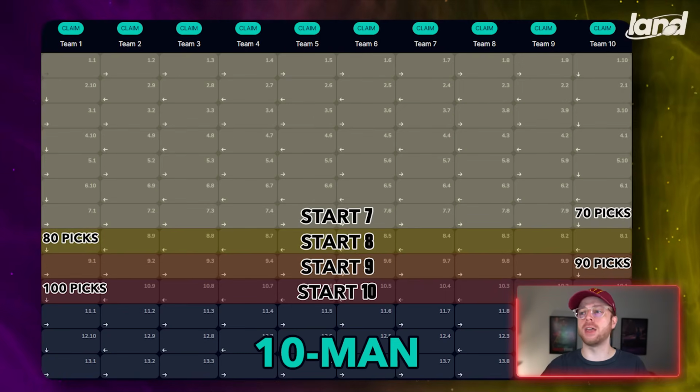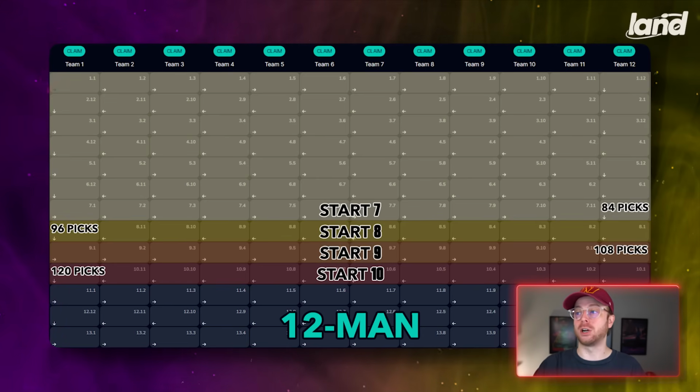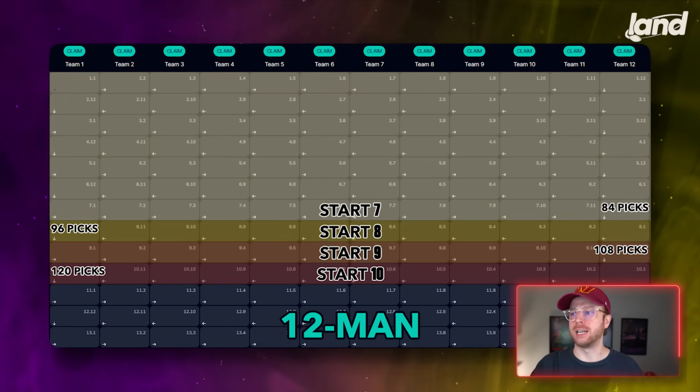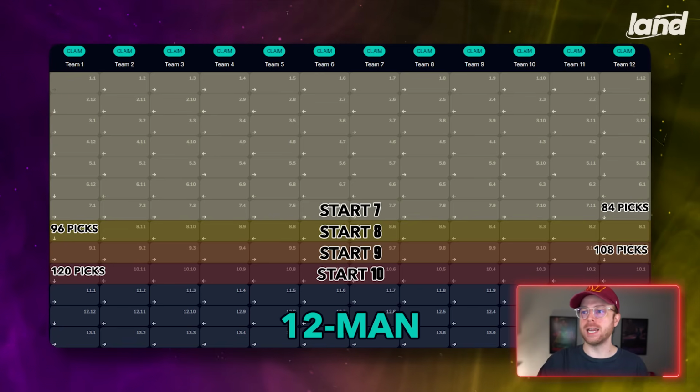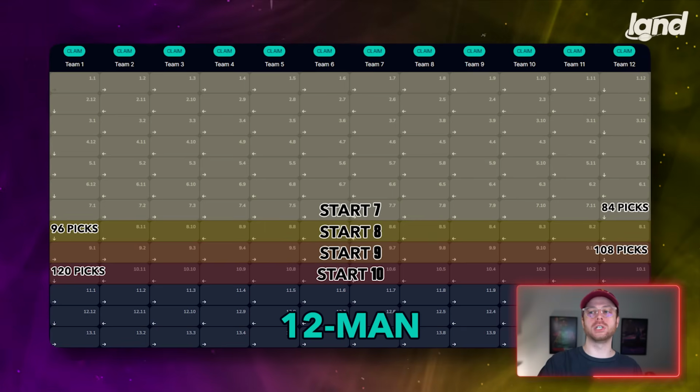If you're in a 10-team league, by the way, in a start 7, the earliest you can fill your starting lineup is pick 70, and then you can actually pause the screen and have a look at the math for whatever your starting lineup is. For a 12-team, the earliest you can fill in a start 7 is pick 84. Again, then you look at a start 8, it's 96 picks, start 9 is 108, and start 10 is 120. You get it. You can pause the screen, you can save this, you can screenshot it.